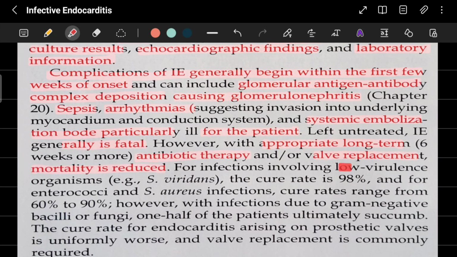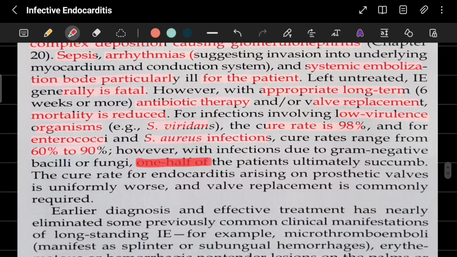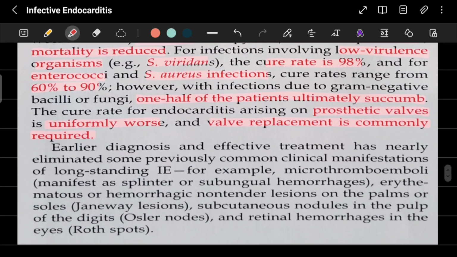For infections involving low virulence organisms, for example viridans, the cure rate is 98%, and for enterococci and Staph aureus infections, cure rates range from 60 to 90%. However, with infections due to gram-negative bacilli or fungi, one half of the patients ultimately succumb. The cure rate for endocarditis arising on prosthetic valves is uniformly worse, and valve replacement is commonly required.